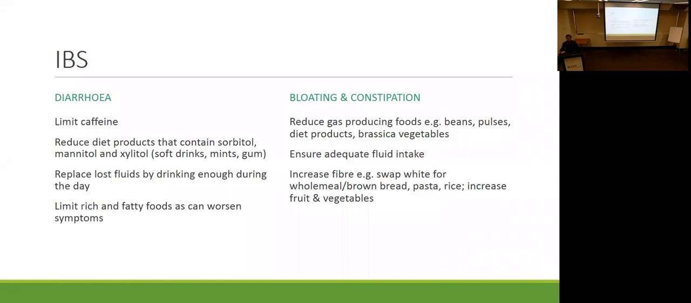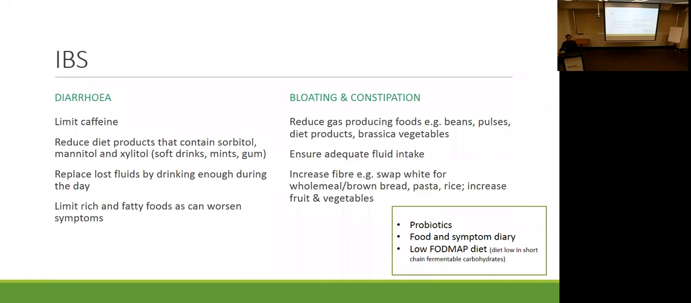Again, ensure they've got adequate fluid intake. If someone's not meeting their fluid and fibre intake, then that can exacerbate constipation. And increasing their fibre intake, so swapping white products for whole grain or brown products, and increasing fruit and veg.